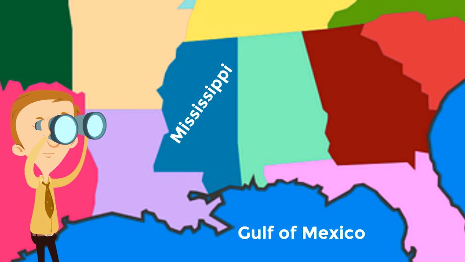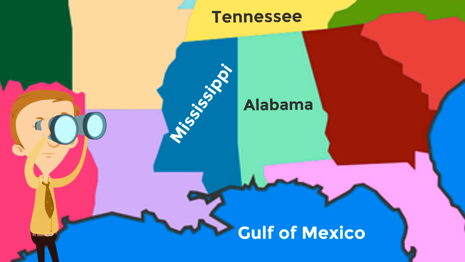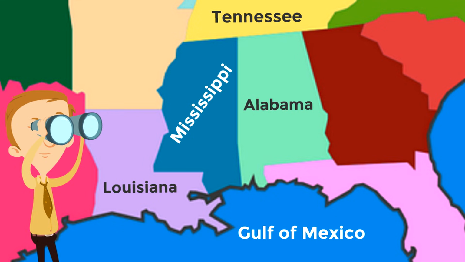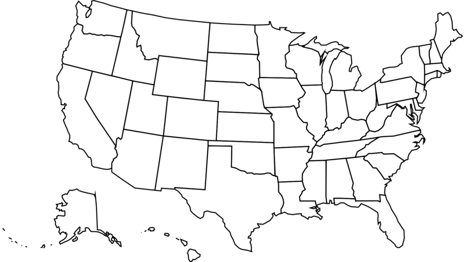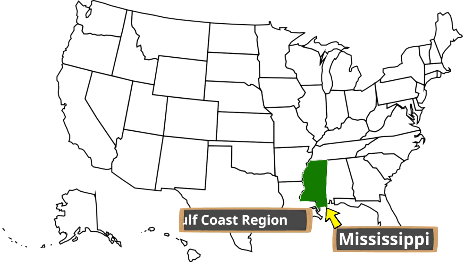Then there are 4 states that border Mississippi. That's it, only 4 states. To the north of Mississippi is the state of Tennessee. Bordering Mississippi to the east is the state of Alabama. And finally, there are 2 states that border Mississippi to the west, Louisiana and Arkansas. Do you remember where Mississippi is on the map? It's right down here in the Gulf Coast region.